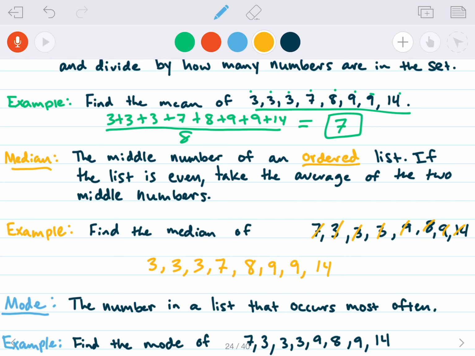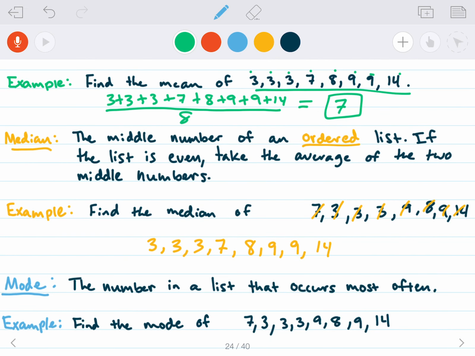So now I have an even number of points. I have 8 of them. 1, 2, 3, 4, 5, 6, 7, 8. So I want to look for the two middle numbers. So that's going to be these guys, right? Because there's three numbers on each side. So now I just take the average of these two. So 7 plus 8 divided by 2 is going to give us 7.5. So that is our median in this example.